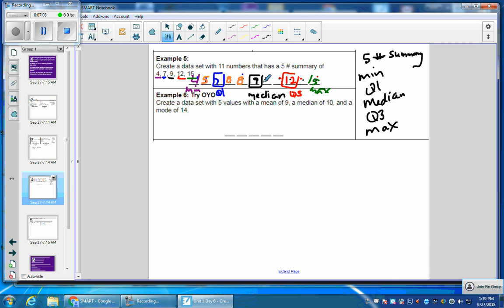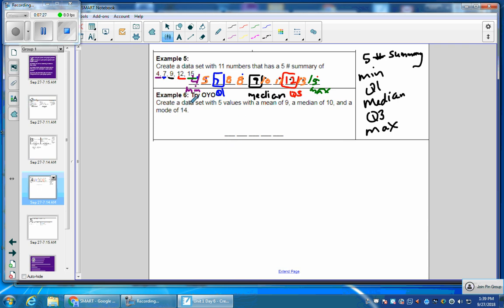Between 9 and 12, I have to pick some numbers, so I'm going to pick 10 and 11. And then between 12 and 15, I have to pick one, so I'm going to pick 13. So all those orange numbers are numbers that I picked. The only reason that I picked them is they have to be between the two numbers it's listed, okay?